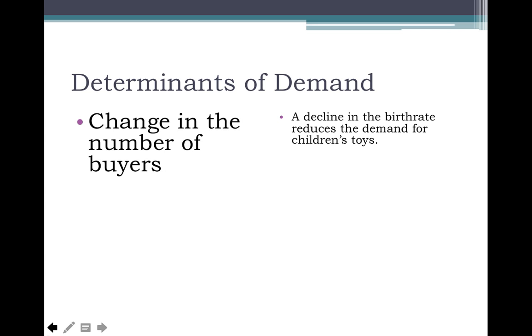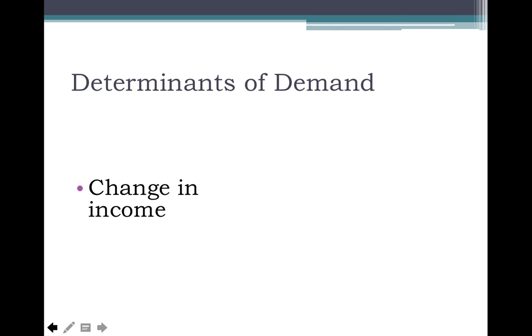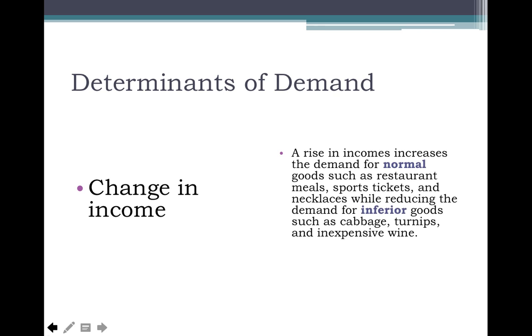People aren't buying these things because the price has changed. There's more of these things being purchased because there's more people buying them, okay? So an increase in the number of buyers increases demand. A decrease in the number of buyers decreases demand. Changes in income. Again, this should make a whole lot of sense to you.